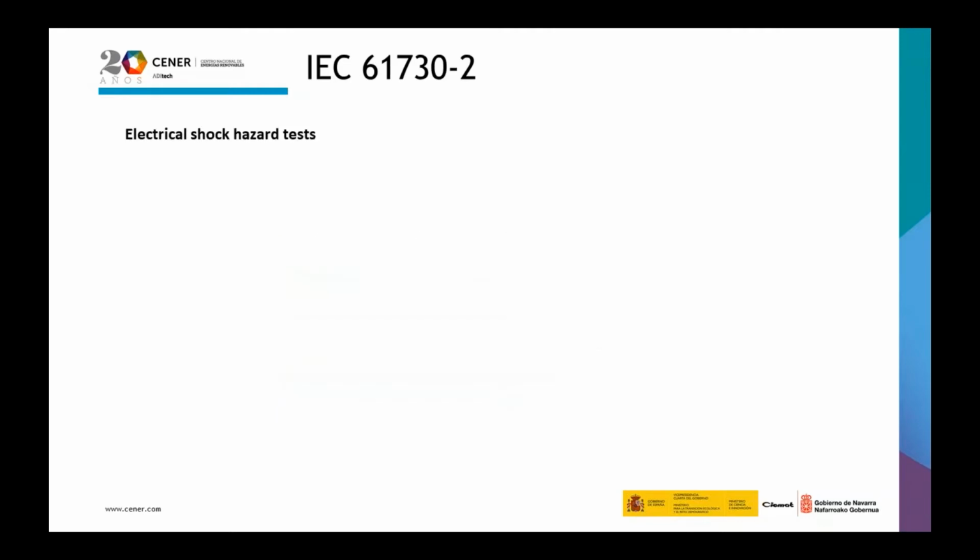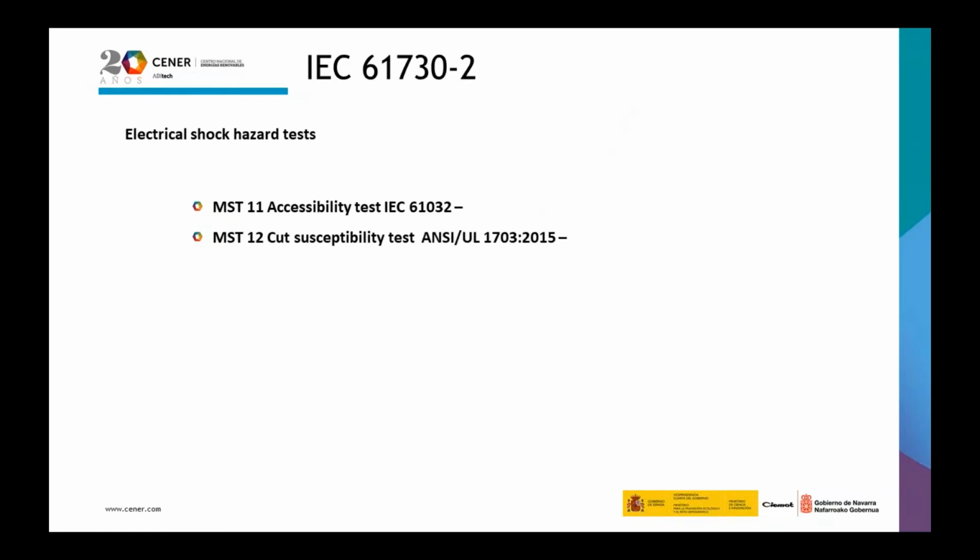These are the electrical shock hazard tests. These tests are designed to assess the risk to persons from contact with active parts of the PV module. The first test is the accessibility test. It is used to look for whether the module is well protected against accessibility. Here we use this probe to simulate a human finger.